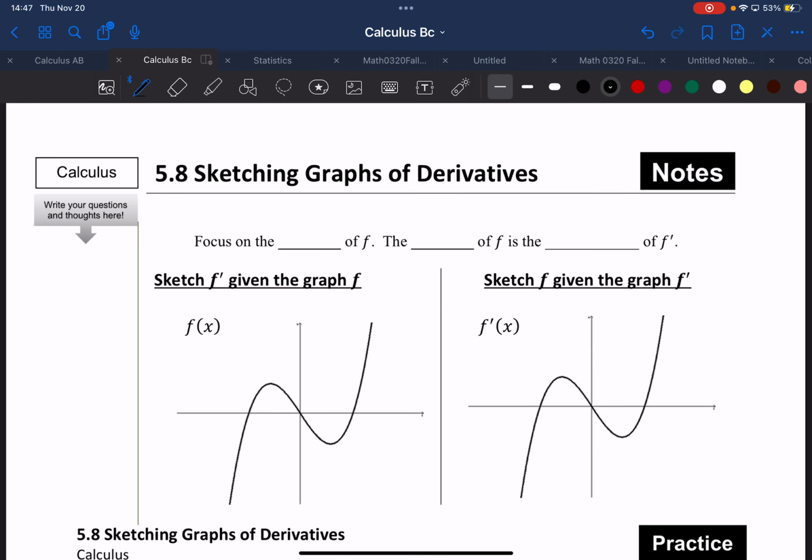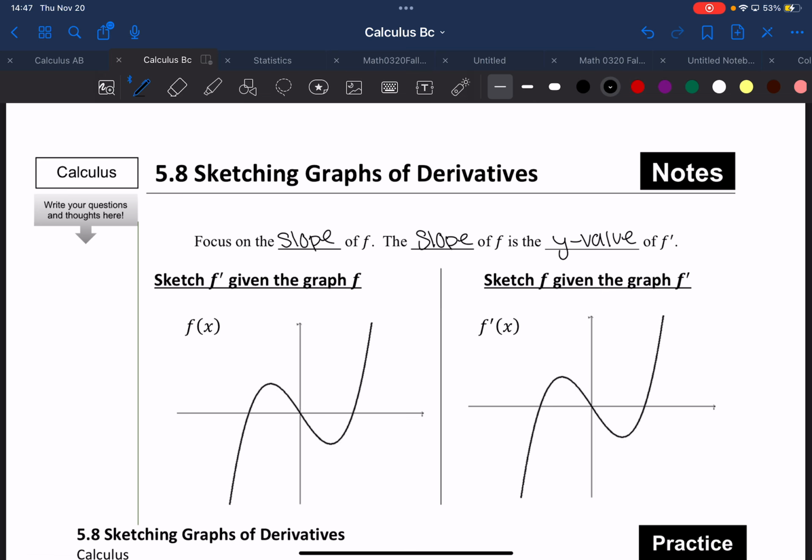Okay, so 5.8, sketching graphs of derivatives. It says focus on the slope of f, because we know slope is the same as saying the derivative. The slope of f is the y value of f prime.